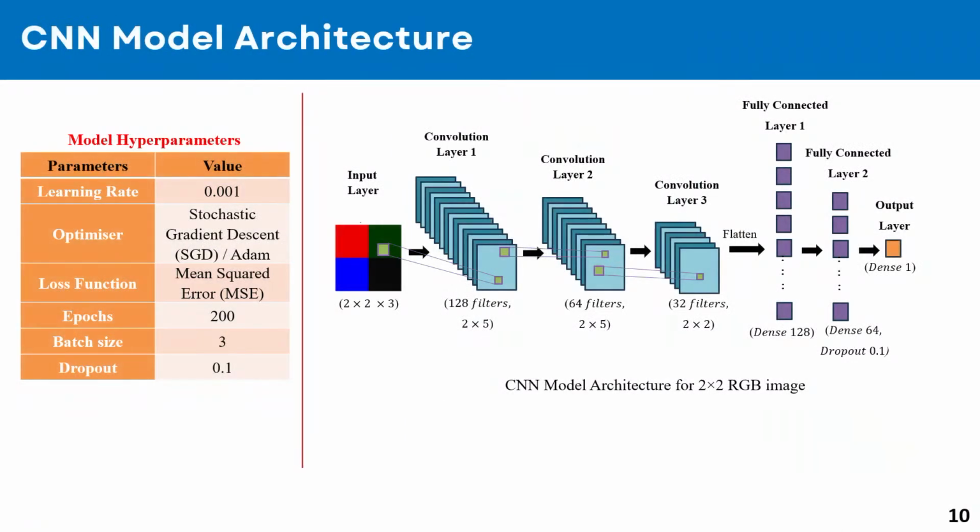These are the hyperparameters that we have taken into consideration for the model. This model is for the 2 by 2 image where we have fed the input parameters. I am going to conclude. Here we have fed the input image to the model, then we have 3 convolutional layers, 2 fully connected layers and 1 output layer.